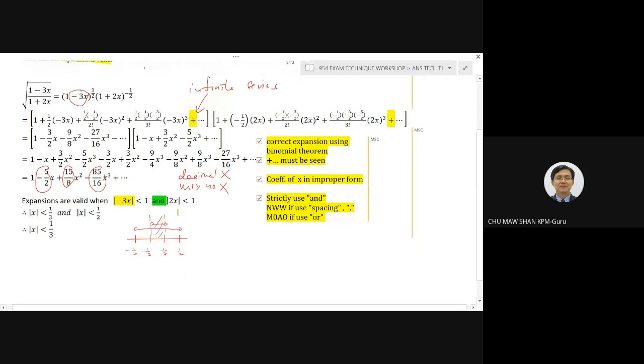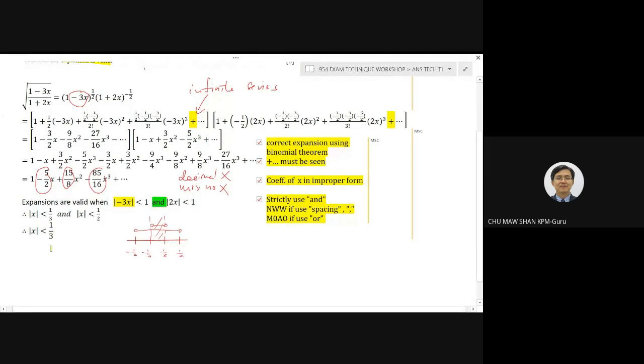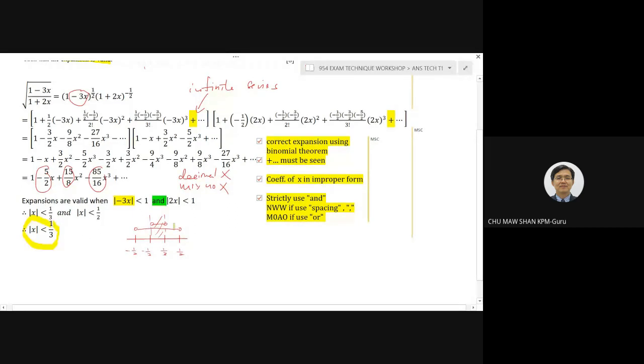Try to use the number line diagram to finalize your range. So intersection happen in between negative 1/3 to 1/3. Okay, show this working. Show this simple working before you write this. Even though it looks very simple, but you try to show the working.